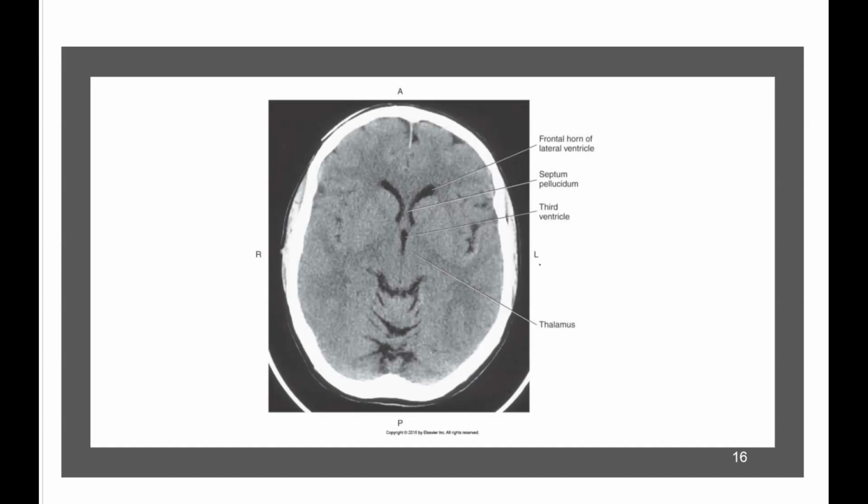Okay, so we're going to look at another axial. And this is a CT. So you can see the frontal horn of the lateral ventricle. So this is the left frontal horn of the lateral ventricle. You can see here, this is your septum pellucidum. And then we have our third ventricle right here. So coming down, our thalamus is right in here on both sides, not just on one, it's on both sides.